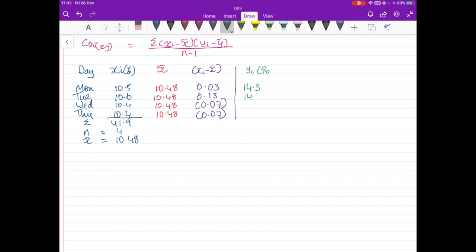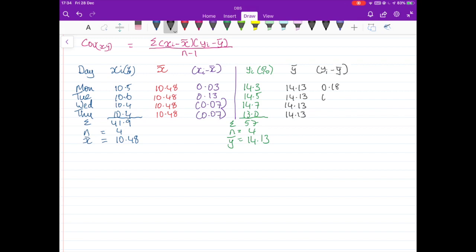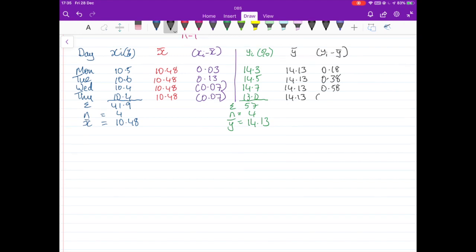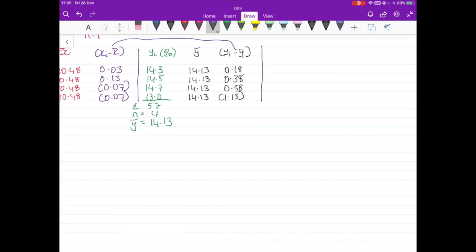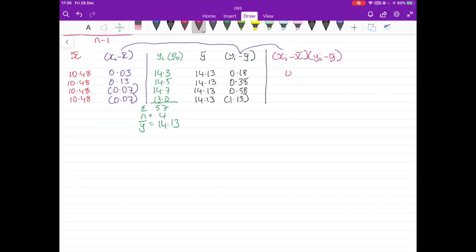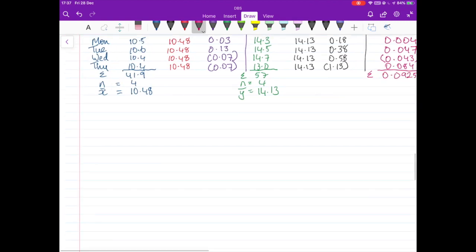We're going to do the exact same thing for the second observed value. So add the four values up, get a sum total of them, 57. The number of occurrences is 4, which means y bar is going to be 14.13. Subtract y bar from each observation of y, and again you end up with that final part of the formula. So multiplying the two of those together, then we get the product of each of those. So 0.004, 0.47, minus 0.043 and 0.084.